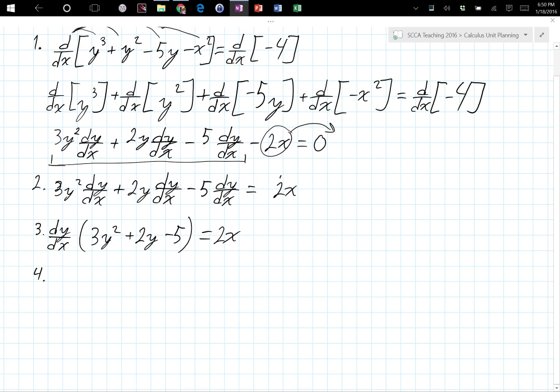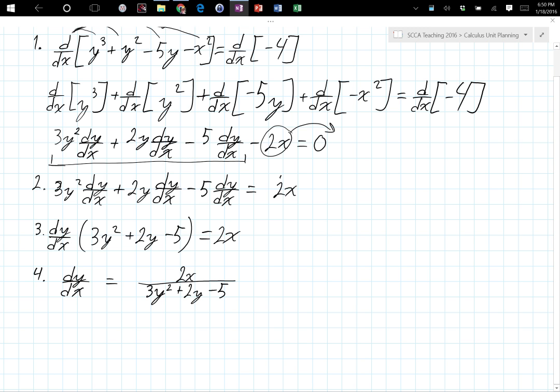Okay, now we're ready for the fourth step. We want to solve for dy dx. And I'm just going to do that by dividing. So I get dy dx equals, now this is just a personal thing. I like writing the denominator first, because then I can make sure that things are kind of centered.